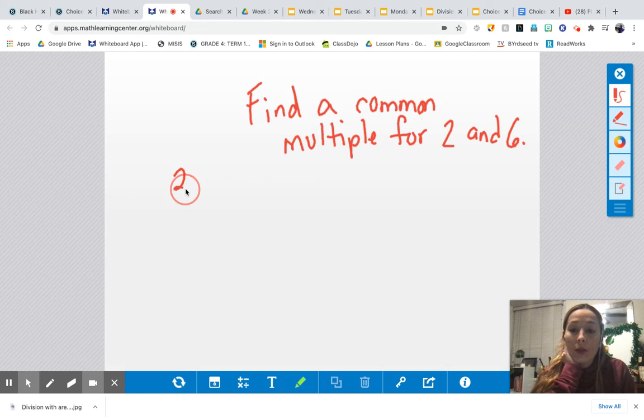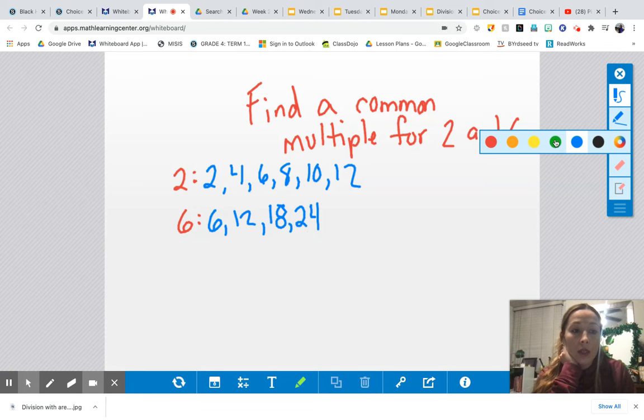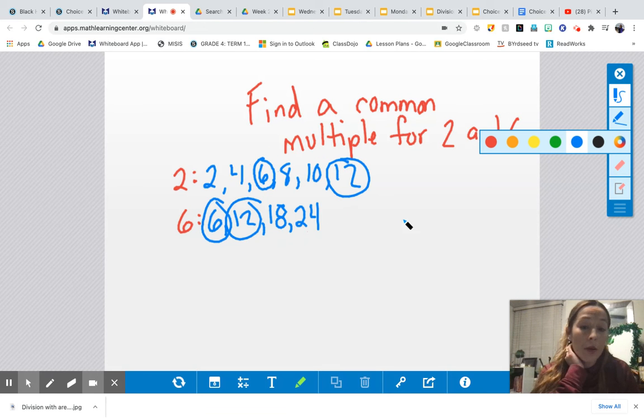So what I would do is I would list multiples of 2, list multiples of 6, and find one that is the same. So let's see, for 2, I can go 2, 4, 6, 8, 10, 12, and just get a 5 or 6 out. For 6, 6, 12, 18, 24. Oh, I already see some common multiples. So 6 is a common multiple of 2 and 6, and so is 12. And I bet you there's even more if I were to keep going.